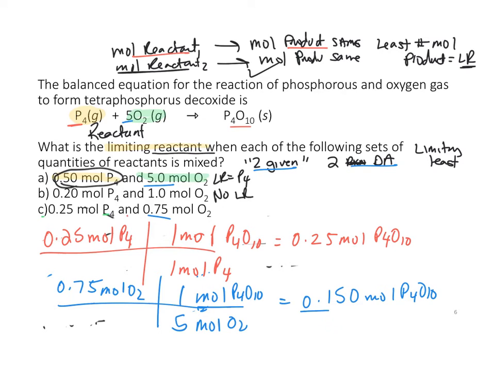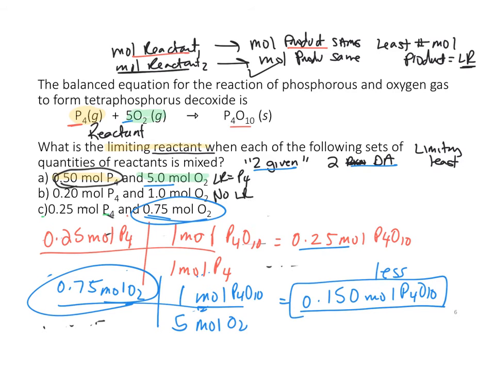Which one's least? 0.15 is less than 0.25. So the limiting reactant is the oxygen.